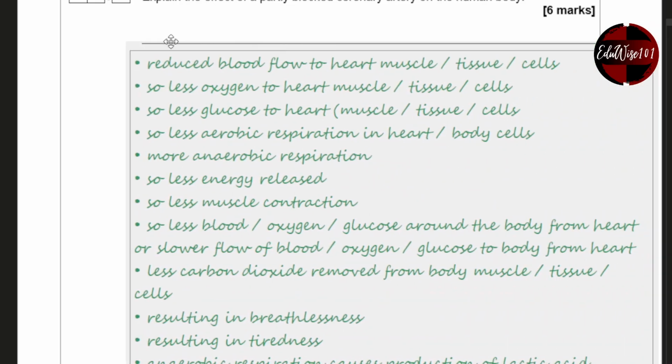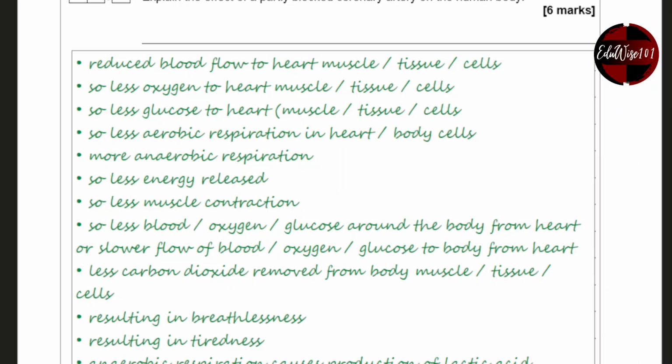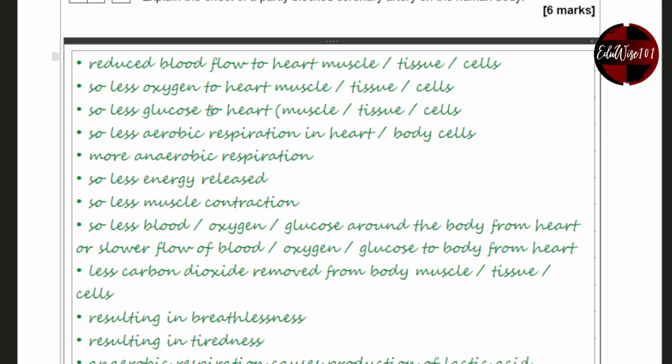So here's the answer, right? Reduced blood flow to heart muscle or cells. You can say the heart tissue or the cells, any of them is fine. So less oxygen is delivered to the heart muscle cells, so less glucose to the heart cells, so less aerobic respiration, which also means more anaerobic respiration, and less energy is released overall.